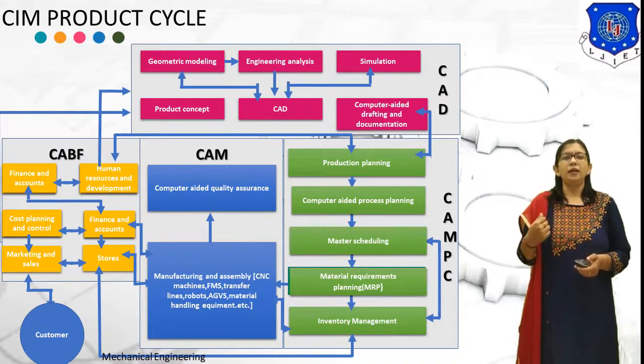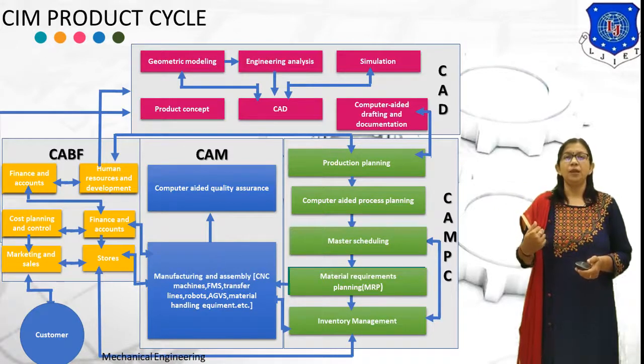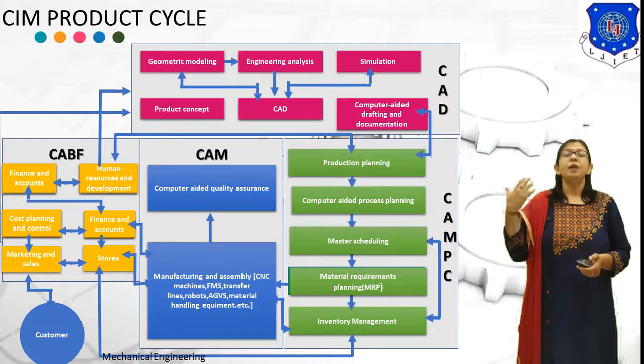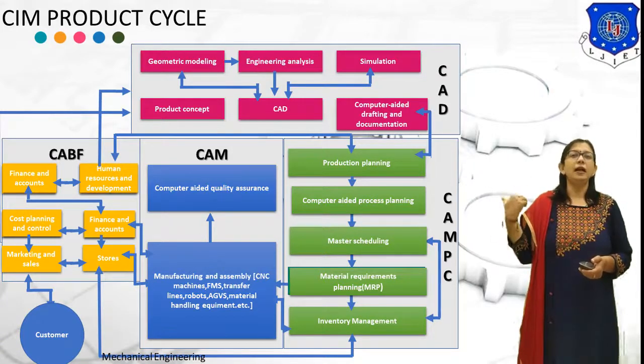Now, what is manufacturing resource planning? Manufacturing resource planning is also known as MRP2. It is a system that is used to effectively plan the use of manufacturers' resources. It enables manufacturers to develop a precise production schedule for the future that minimizes cost and maximizes the use of resources available at their disposal. As you can see, CAMPC in the diagram.